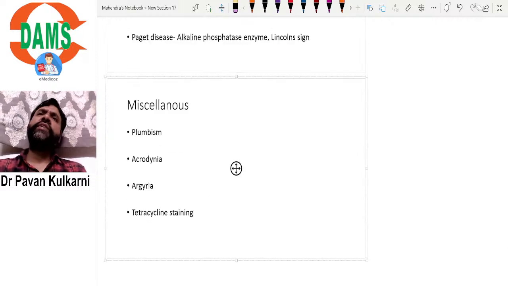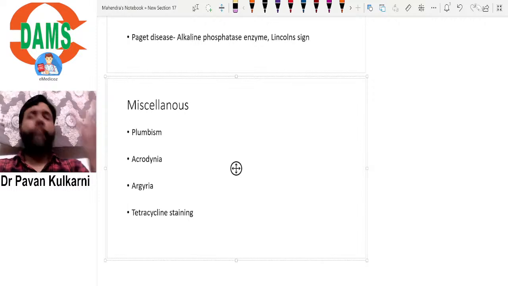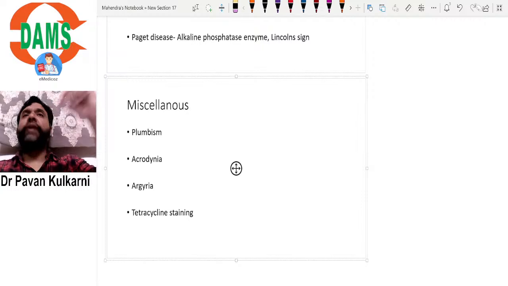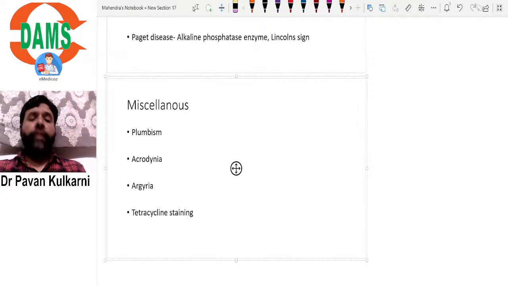Lastly, we have some miscellaneous highlight topics, like plumbism, lead poisoning. They'll ask about Burton's line. Acrodynia, mercury poisoning. Argyria, silver poisoning. And tetracycline stain, which is frequently asked, where you see yellowish brown discoloration of the tooth.